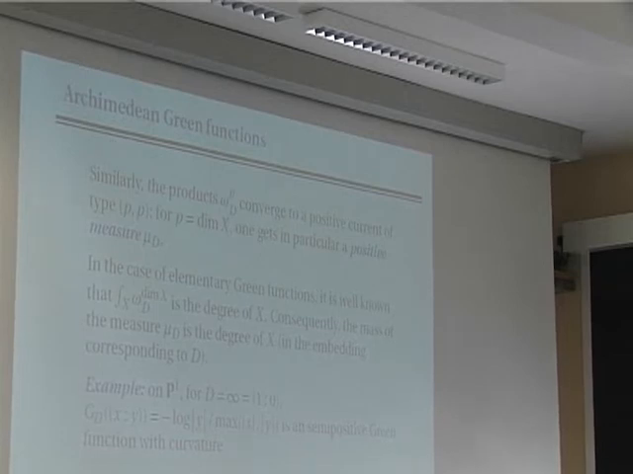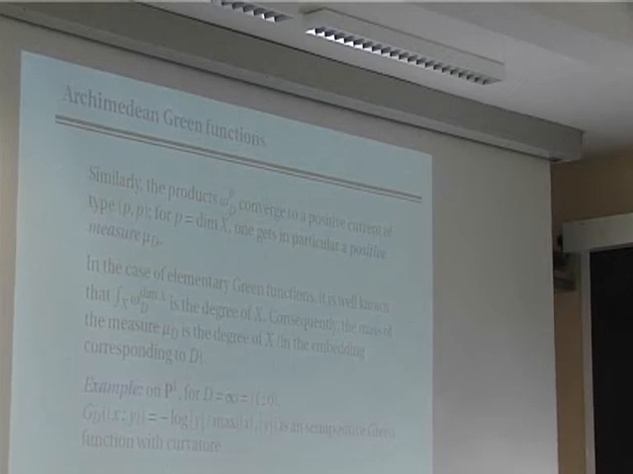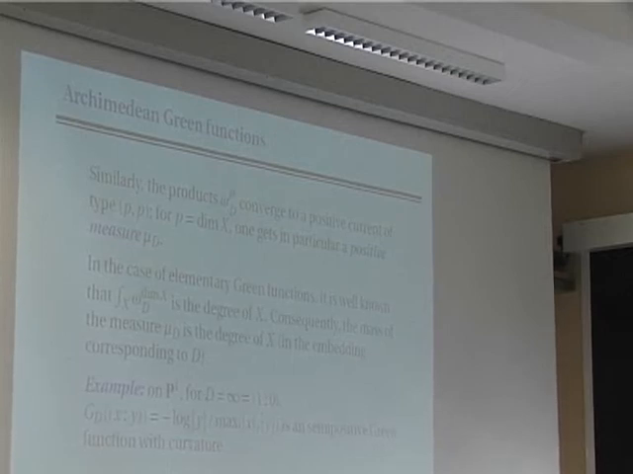Similarly, we have these curvature forms, omega G. We can take their powers. So now you'll get differential forms of higher degrees, which are still positive in some sense. If you take the maximal power, you will get a volume form, which will be a measure.